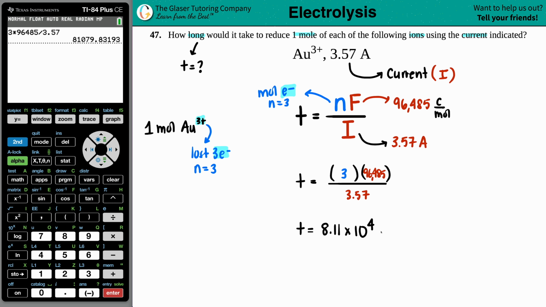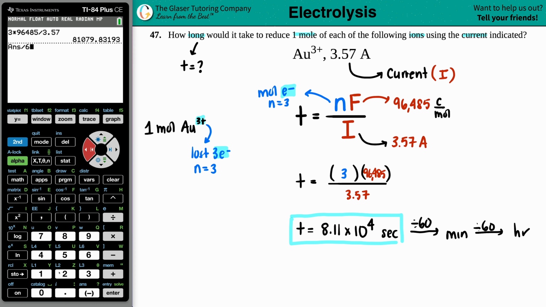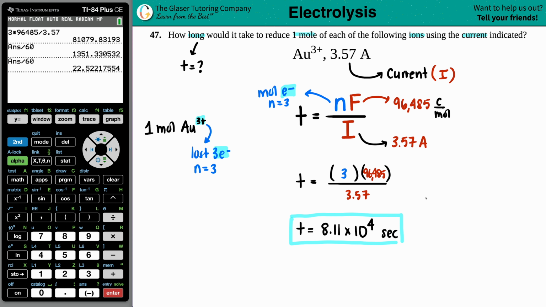And just know when you're using this formula, the time is always going to come out in seconds. So there you go. They did not specify what unit they wanted. They just said how long. So technically this is a good enough answer, but just know that if you wanted to go to minutes, you just need to divide by 60. And then if you wanted to go to hours, you just divide by 60 as well. So if I take the answer divided by 60, this is the amount of minutes that you're looking at, 1,350, somewhat around there. And then if you divide by 60 again, you're looking roughly at 22.5 hours. So almost 1 day. That's a long time. And that is your answer.